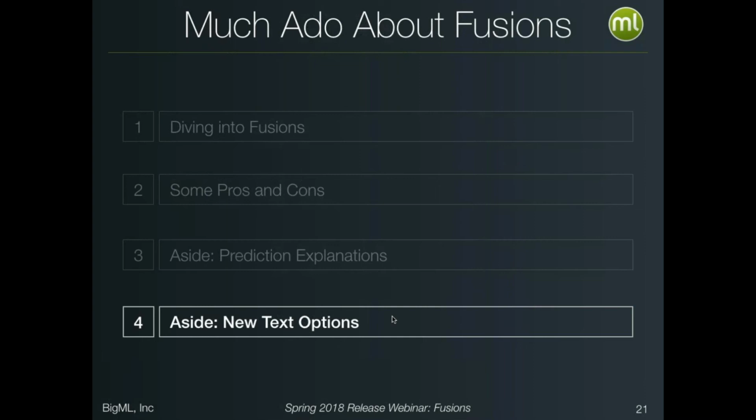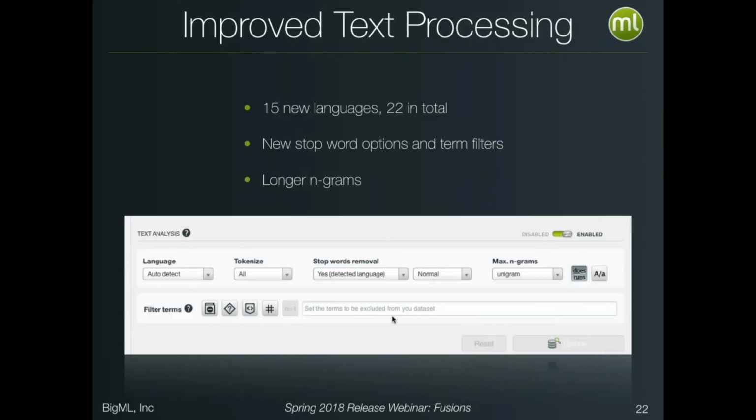Another reason to create a fusion, as I said in one of the initial slides, is if you've got two models that are operating on a diversity of features, right? You have two models that are operating on different feature sets. And one way to generate different feature sets from the same initial data set is to use the new text options. An aside about the new text options, we have 15 new languages. For those new languages, we of course know the stop words. We know all the words that are in those languages. We know how to stem words in those languages, so we know how one form of a word maps to another. And then also we have new stop word options and term filters.